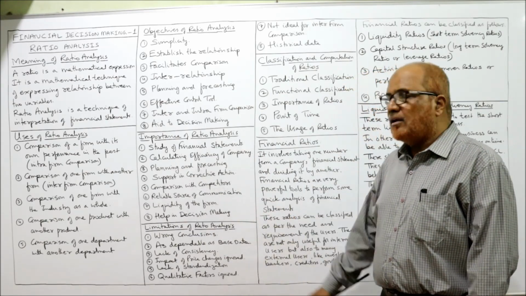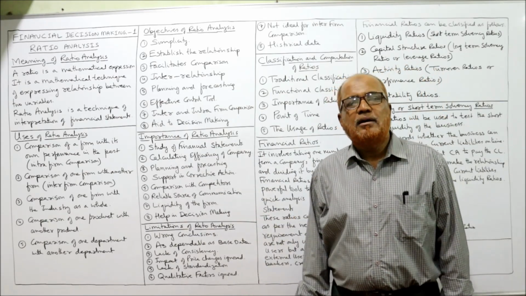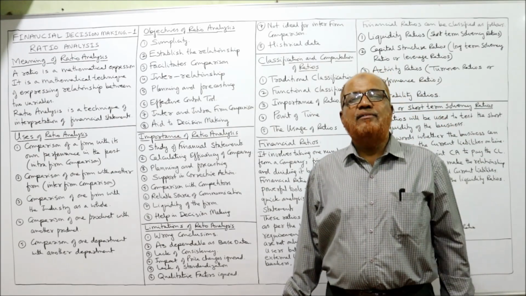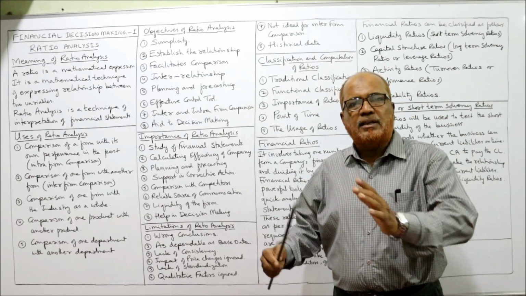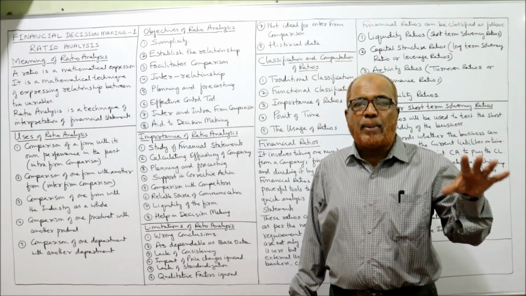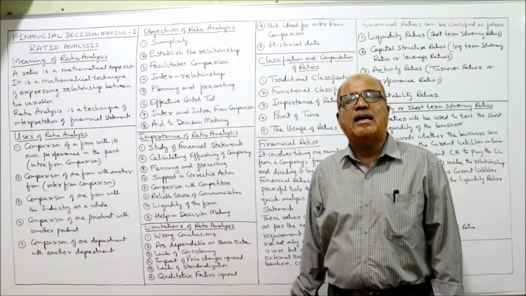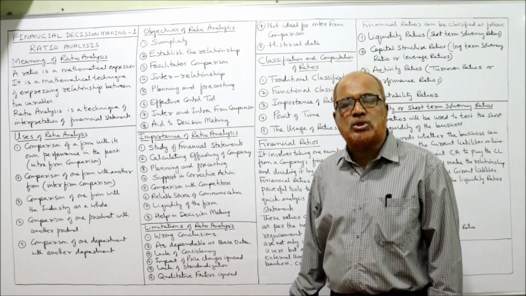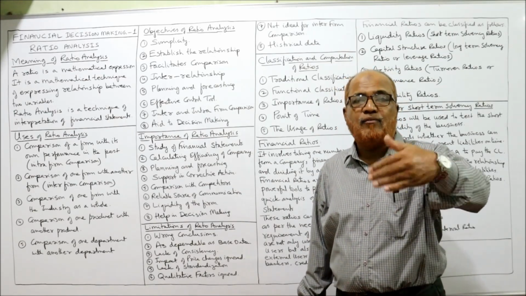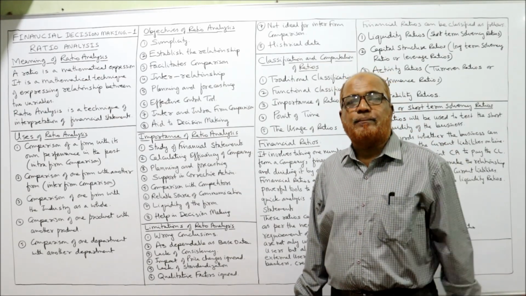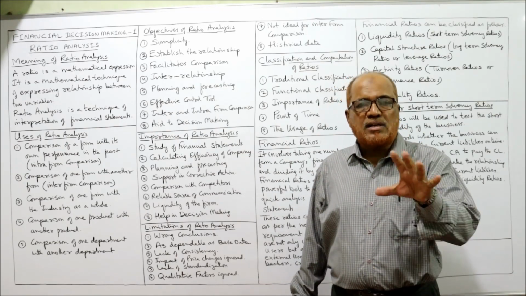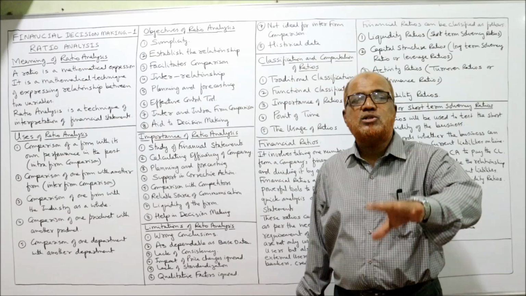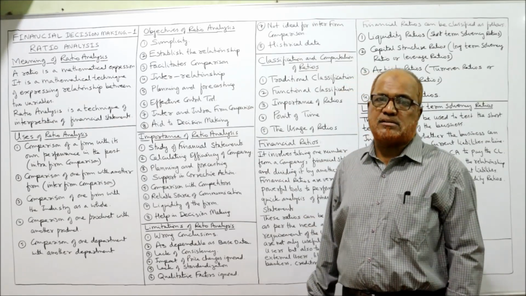Third one, planning and forecasting. See here, for planning, we need the information about the past. Naturally, the past will not be repeated in the future, but by using the past data, we can easily estimate about the future. That is planning and forecasting, estimating. Management's first function is planning. So this ratio analysis will help the management in planning their activities.